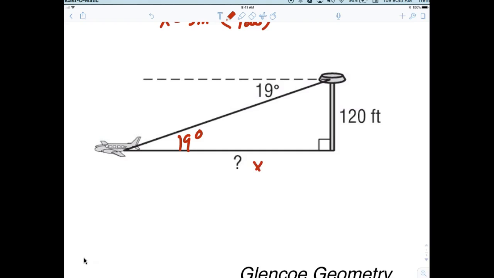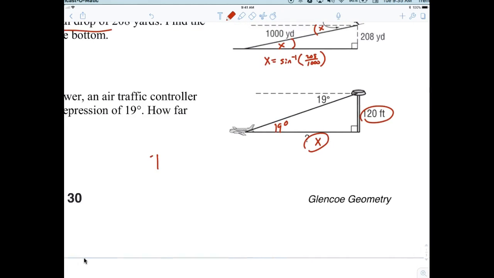And this is x. Now I have this, and I have this. It's tangent of 19, so we would say tangent of 19 equals 120 over x. Now some kids, for whatever reason, have a hard time seeing that x is 120 over tangent of 19. Somebody else have a hard time seeing x is 120 over tangent of 19?